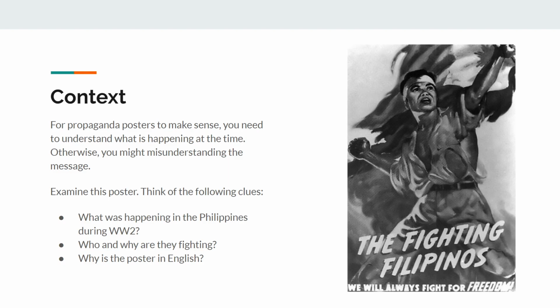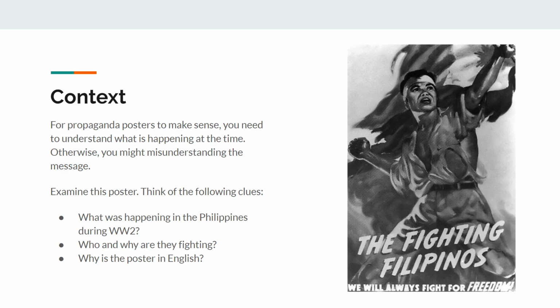I chose this specifically for Christian, for obvious reasons. Like we just said before, context means you need to understand what is happening at that time, because some posters make no sense if you don't know what's happening at this time. I've chosen this particular poster because we didn't really cover this so much in class. This is a very important part of the timeline, but we didn't specifically cover the Philippines. So if you don't understand what this poster is or when it was made, it's really hard to decide what it's trying to tell us. So let's examine this poster together.